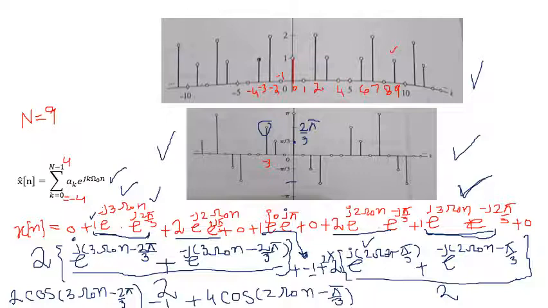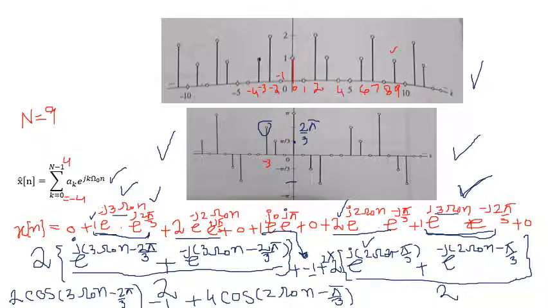Once you have done this, you take the corresponding harmonics, the first harmonic, the second harmonic, and so on. What are harmonics? Harmonics are the integer multiples of the fundamental frequency. The corresponding harmonic for -3 omega naught will be +3 omega naught. Similarly for -2 and +2 and so on.